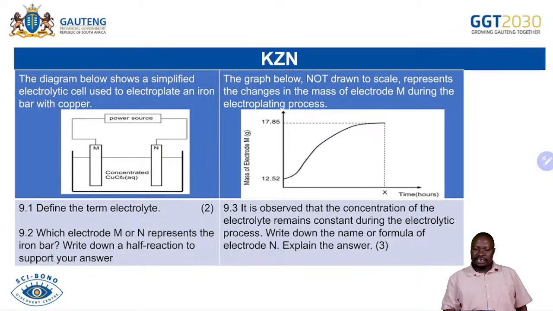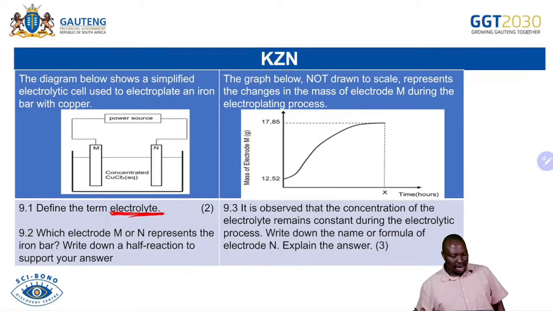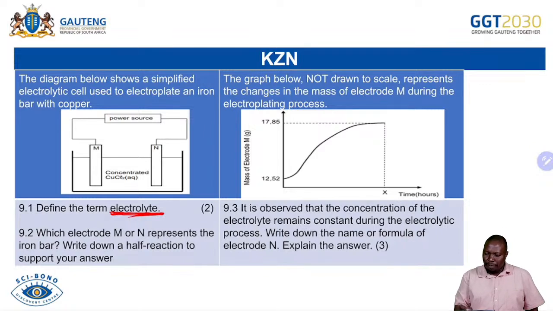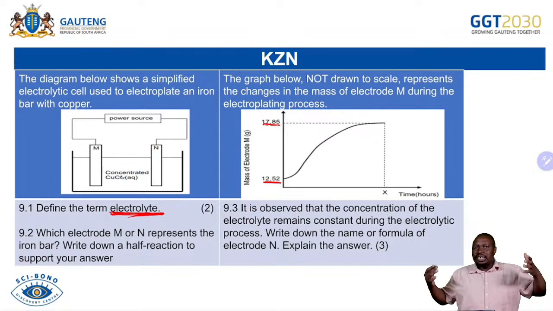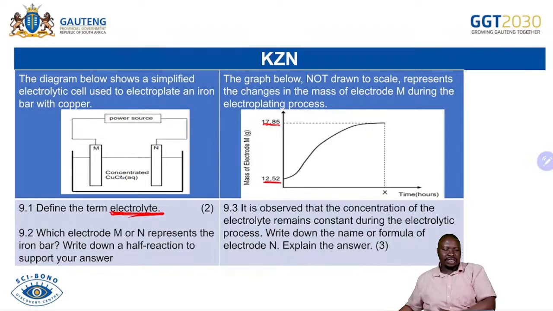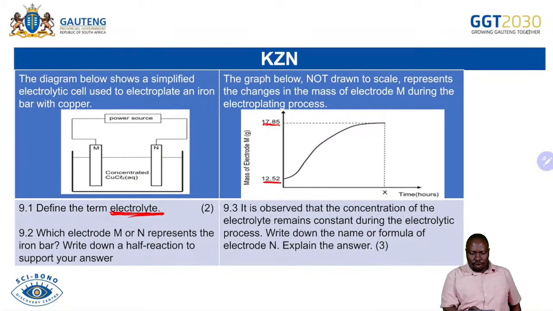Define the term electrolyte. You see, you are still telling us here it's a solution that conducts electricity through the movement of ions. Which electrode, M or N? I like this question because they gave us the graph. So you can see that for mass of electrode M, it's increasing from 12,52 to 17,85. And we said when we started that the mass that increases is the mass of the cathode. So definitely M is the cathode, which means N will be our anode.